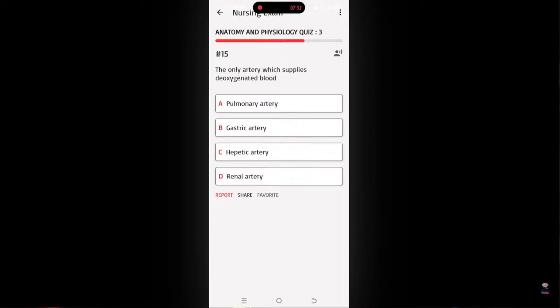The only artery which supplies deoxygenated blood. A. Pulmonary artery, B. Gastric artery, C. Hepatic artery, D. Renal artery. Correct answer.